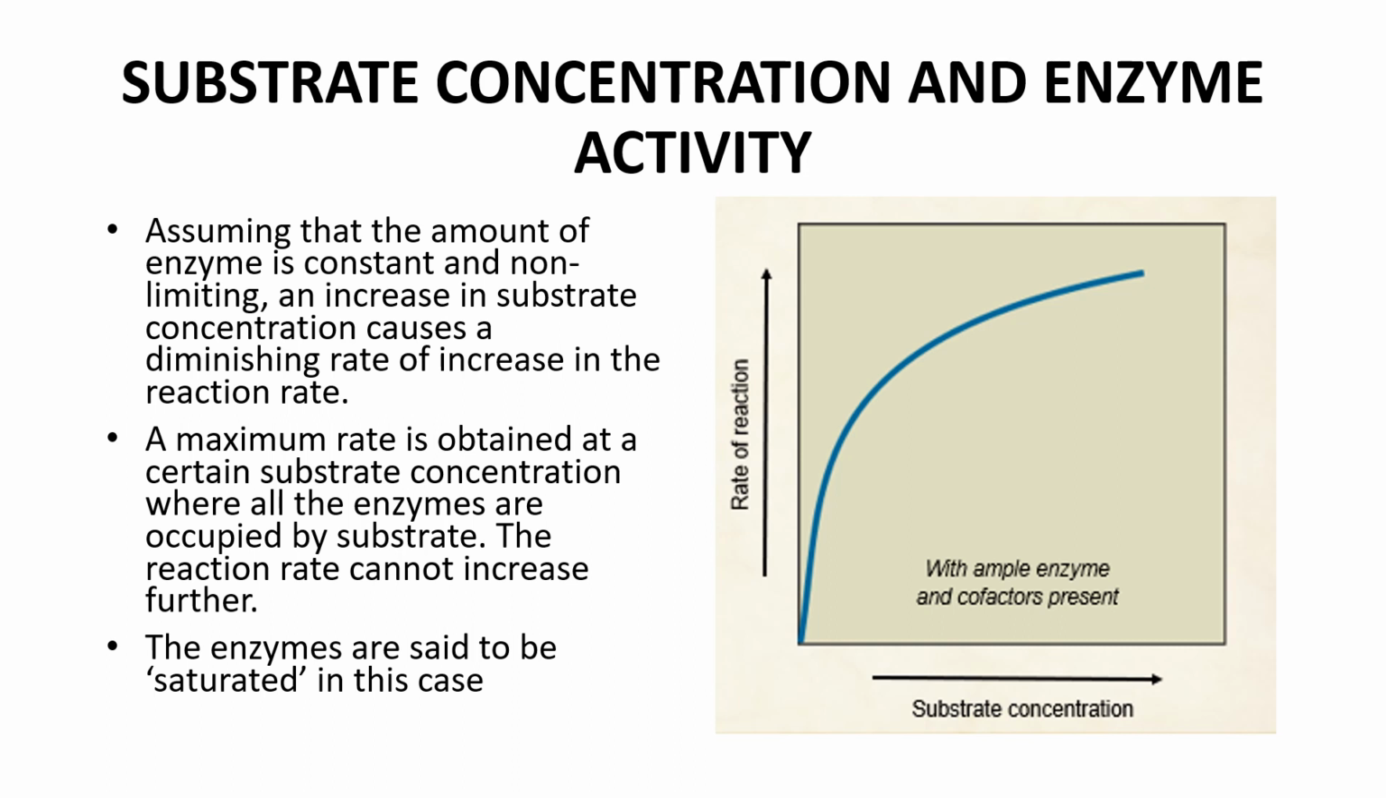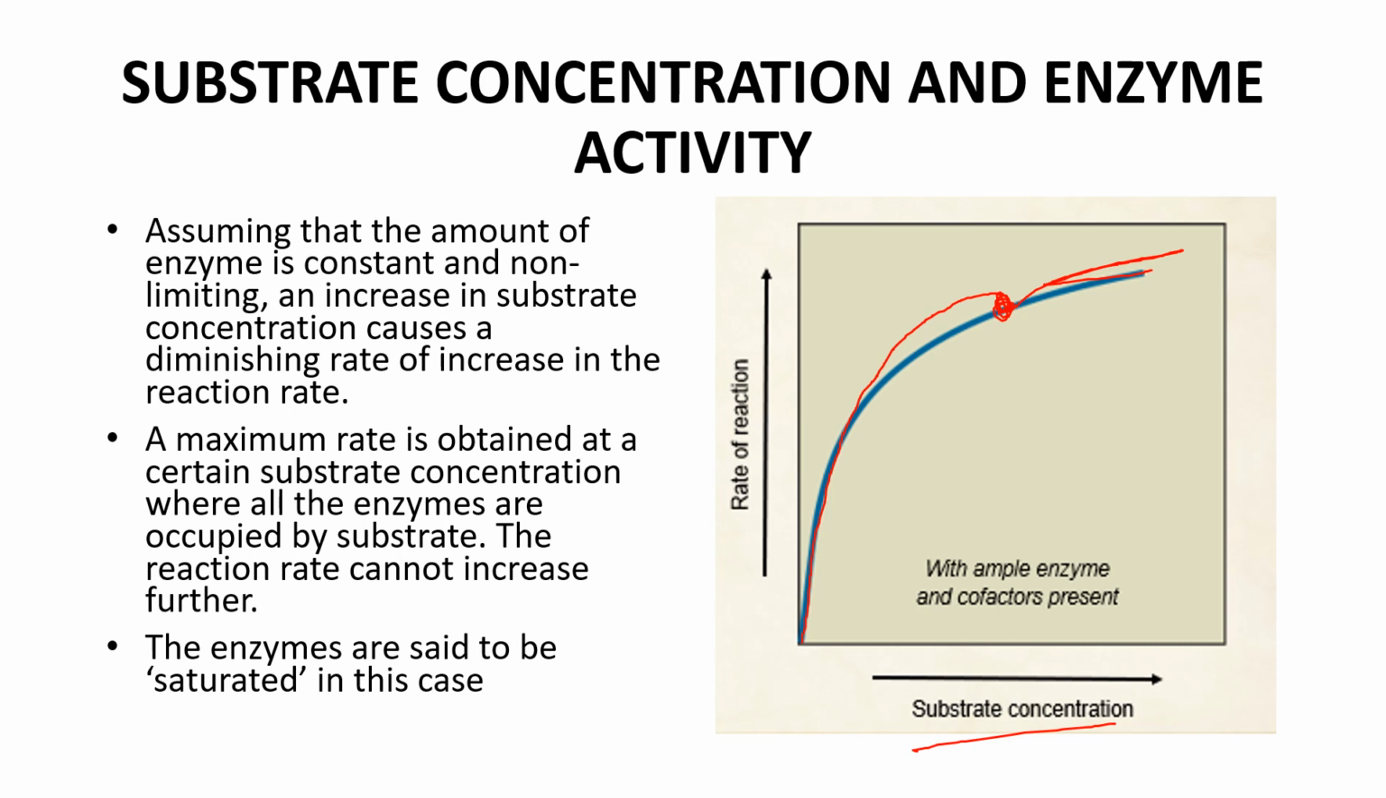So we've got our substrate concentration here, and you'll see that to a certain point, the rate of the reaction is going to increase, because if we have more substrate, obviously the enzymes can bind to more substrate and increase chemical reactions. But what's happening here? Why is it plateauing off in this direction? So a maximum rate is obtained at a certain substrate concentration when all enzymes are occupied by substrate.